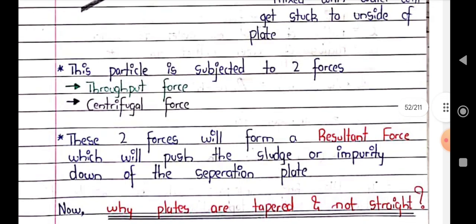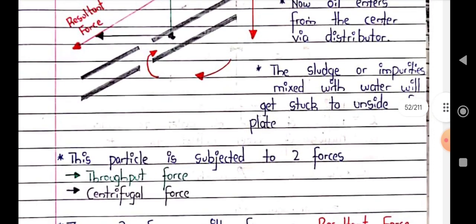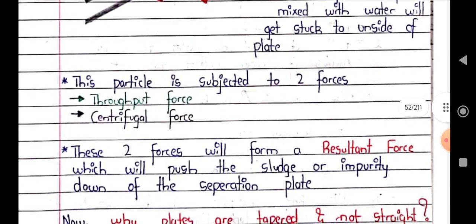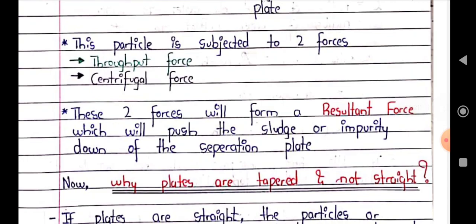These two forces will form a resultant force which will push the sludge or impurity down the separating plate. Why do we use a sliding bowl? If the sludge or impurities mixed with water get stuck to the underside of the plate, then with sliding, because of the centripetal and centrifugal force, it will push the sludge or impurity down the separation plate.